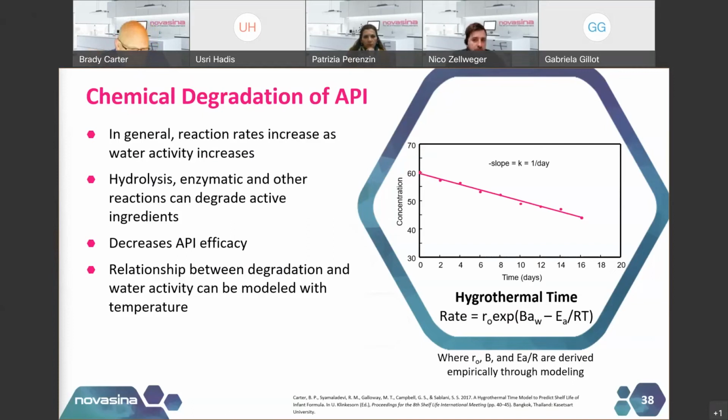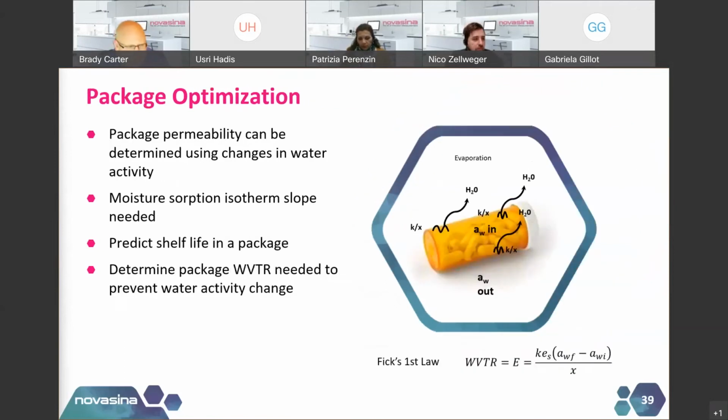But it is possible over a range of water activities to actually model the impact on the rates of reactions due to changes in water activity and temperature. It's called hygrothermal time, and you can find this in the literature. But it's an effective way to account for both temperature and water activity's impact on rates of reactions that might be important for these active pharmaceutical ingredients.